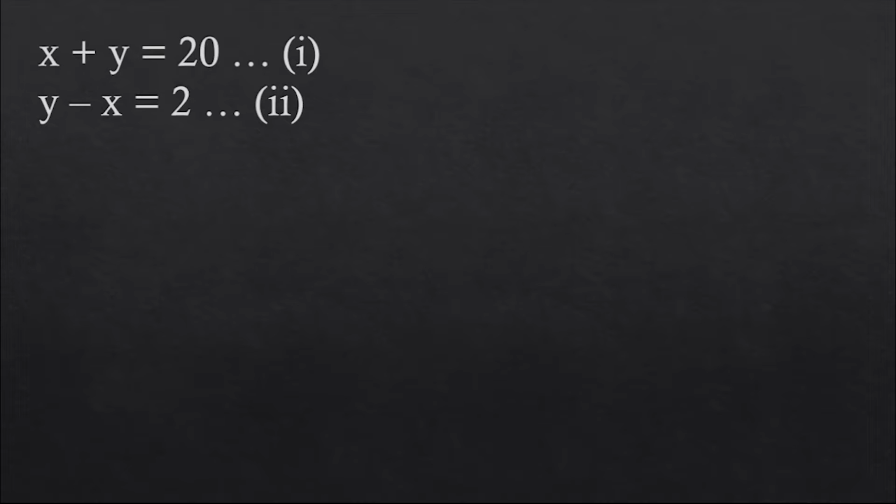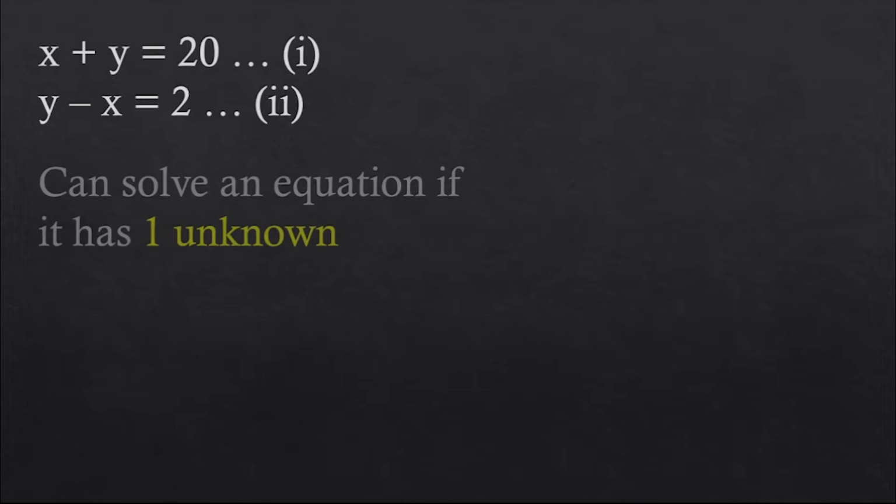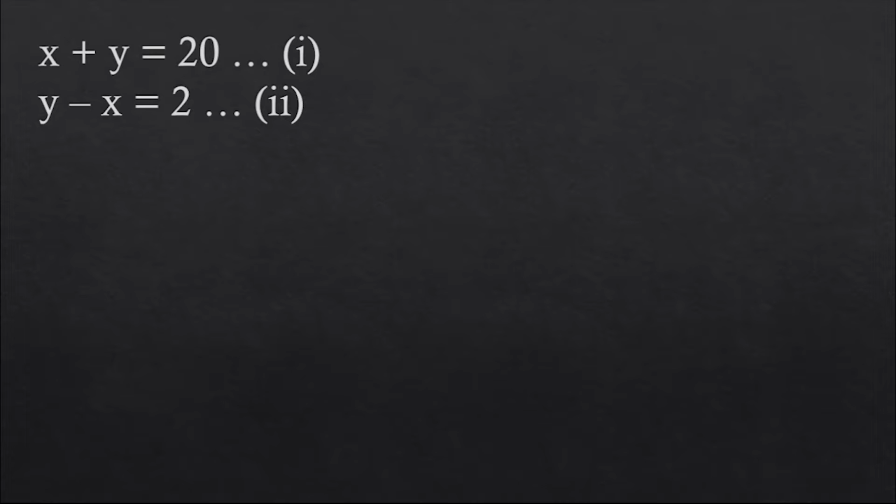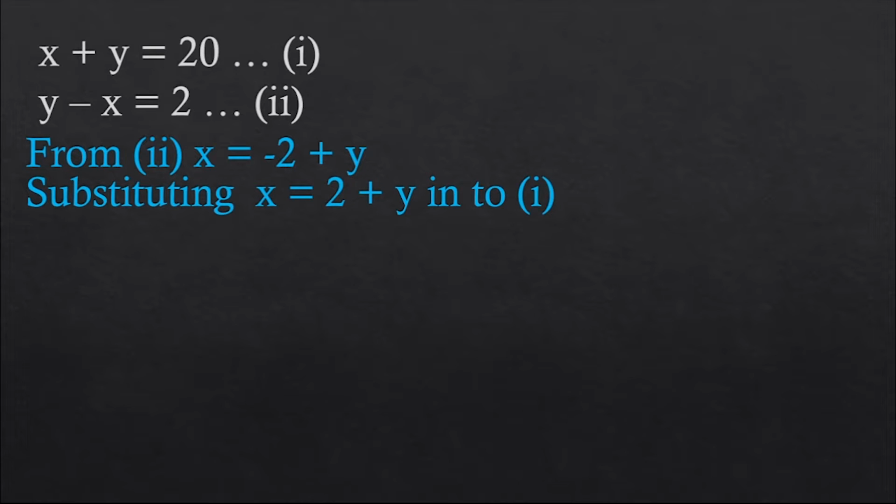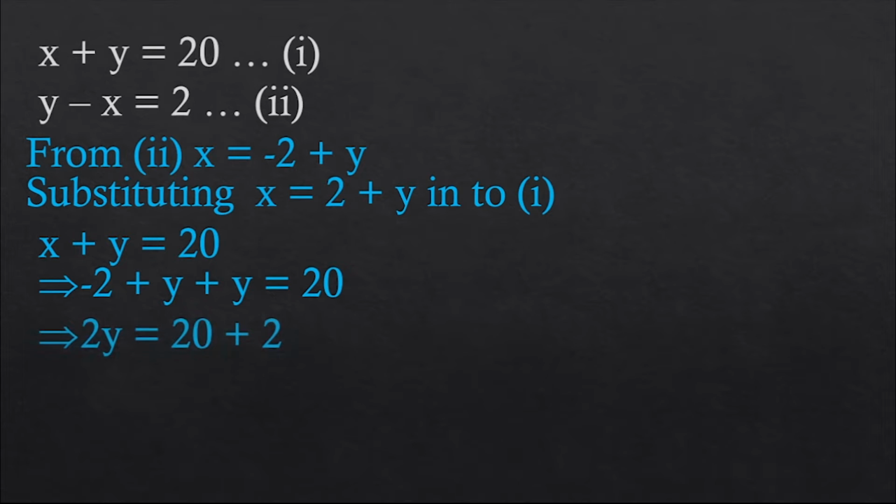Here are the 2 equations that we have. If you consider the first equation, it has 2 unknowns, x and y. Now, we can solve an equation only if it has 1 unknown. So we are going to convert the first equation into just 1 variable with the help of the second equation. From equation 2, we get x equals minus 2 plus y, and then we substitute x equals minus 2 plus y into equation 1. As you can see now, we only have 1 variable, which is y, so we can easily solve the equation.